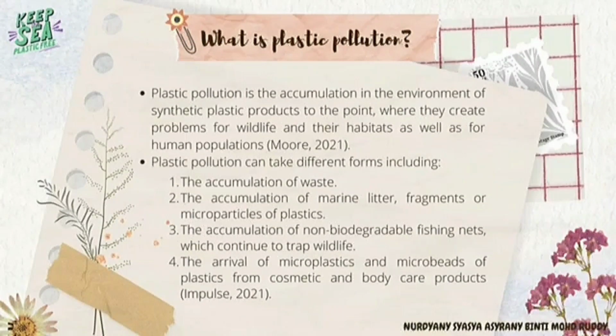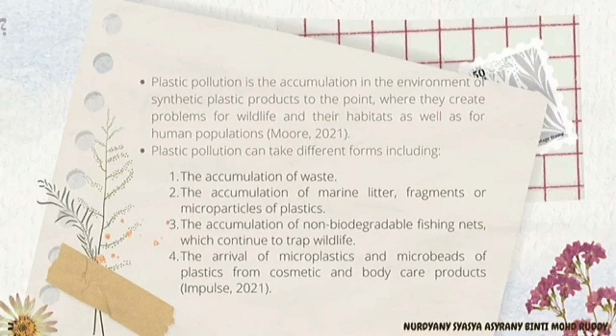First, I'm gonna start this by introducing what is plastic pollution. Plastic pollution is the accumulation in the environment of synthetic plastic products to the point where they create problems for wildlife and their habitats as well as for human populations. Plastic pollution can take different forms including the accumulation of waste, the accumulation of marine litter fragments or microparticles of plastic, the accumulation of non-biodegradable fishing nets which continue to trap wildlife, and the arrival of microplastic and microbits of plastic from cosmetic and body care products.